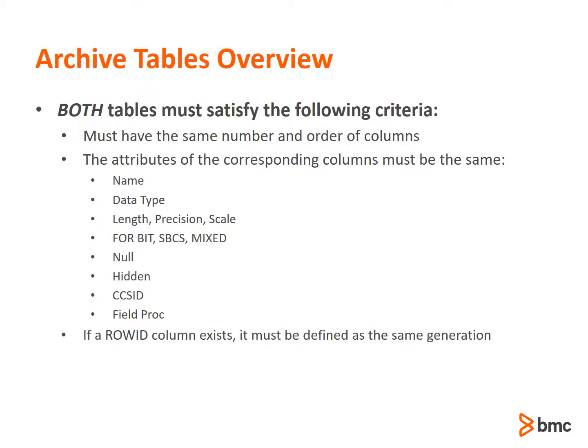The columns in an archive-enabled table and an archive table must have the same number of columns in the same order with the same names. They must also have the same data type, length, precision, and scale. They must have the same subtype, null attribute, hidden attribute, CCSID, and field procs. Row ID columns must be generated in the same way.